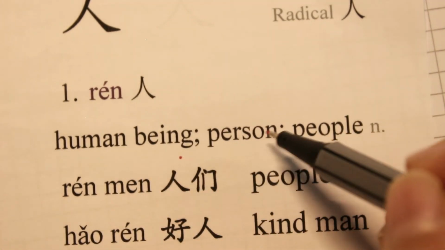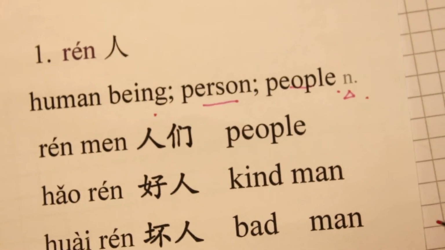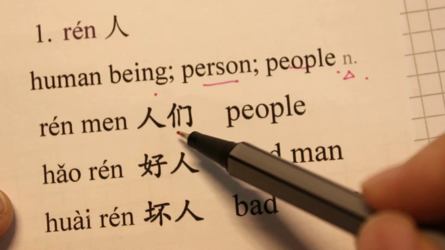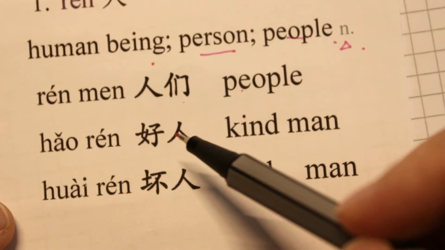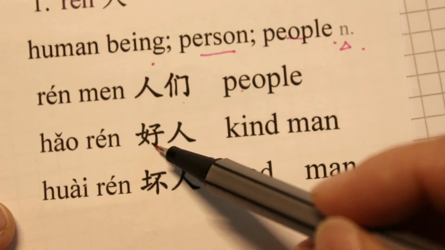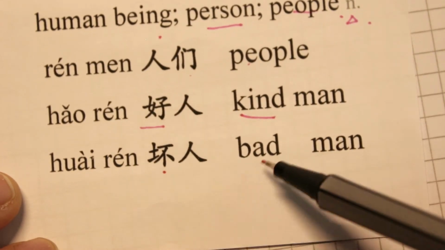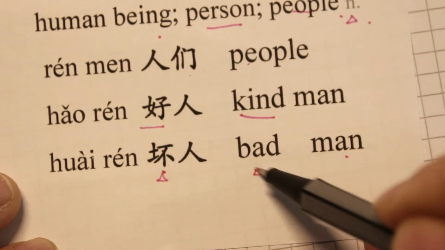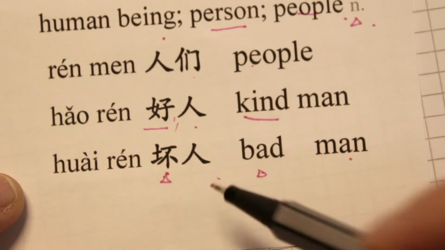And the next one 人 means human being or the person or the people, it will be used as a noun. So we have some words. First one, 人们, 人们 means people. And next one, 好人, 好人 means the kind man, 好 means kind. And the third one, 坏人, 坏人 means the bad man, 坏 means bad. So these two are opposites, 好人和坏人.